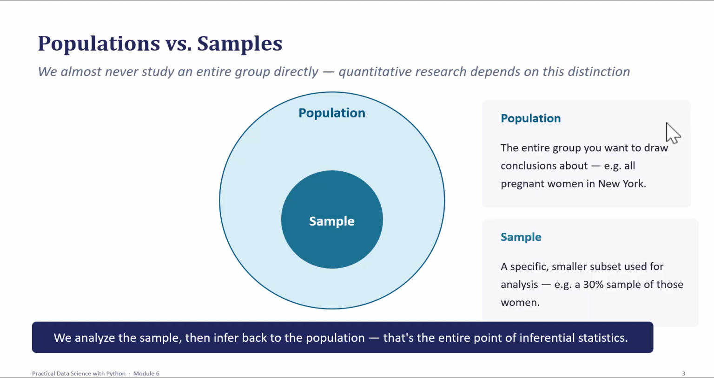So a sample is a specific, smaller subset used for analysis, which will then be used to infer on the other women in New York. So let's say we want to use a 30% sample of those women. We analyze the sample, then infer back to the population. That is the entire point of all inferential statistics.